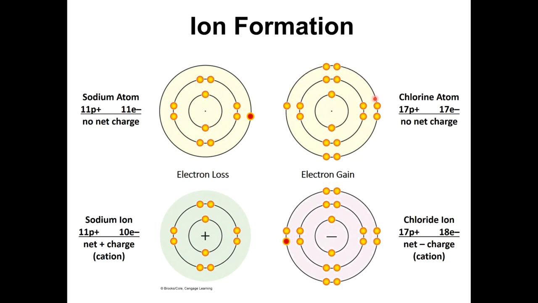Chlorine instead has 7 of them on the outermost shell. So it has 17 protons, therefore 17 electrons, 2 on the first shell, 8 on the second, and 7 on the third shell there. So both of them do not fulfill the octet rule. Sodium would need 7 extra electrons to fulfill it. Chlorine would need only one. So how do they actually fulfill the octet rule? In opposite ways.